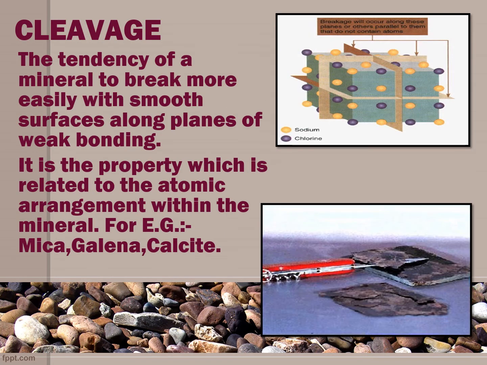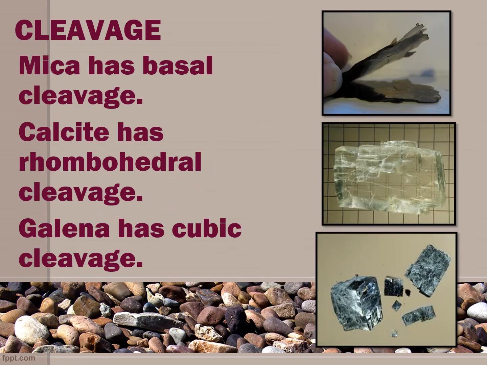Cleavage now is a tendency of minerals to break more easily with smooth surface along planes of weak bonding. It is a property which relates to atomic arrangement within the minerals. For example, mica, galena, and calcite. Okay? Depending on how easily it breaks. Ayan, we have your mica has basal cleavage, rhombohedral ang cleavage ng calcite, and your galena has cubic. Pag na-break mo ito ay nagkakaroon to ng different shapes.